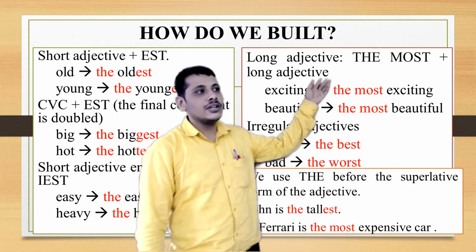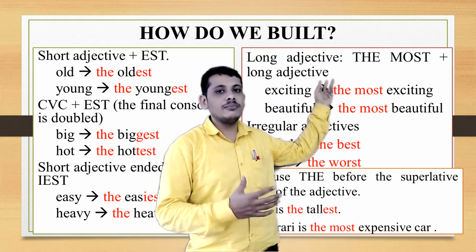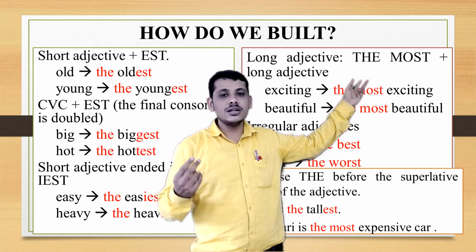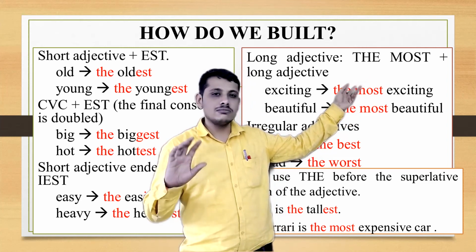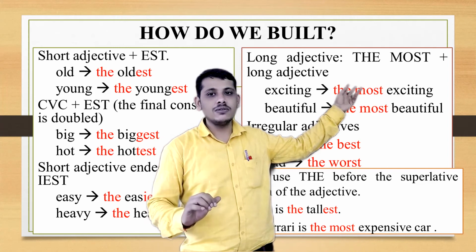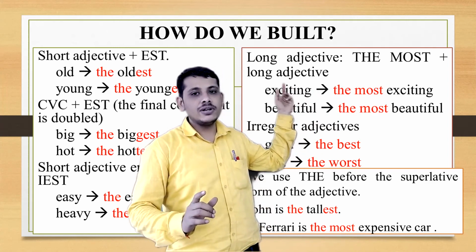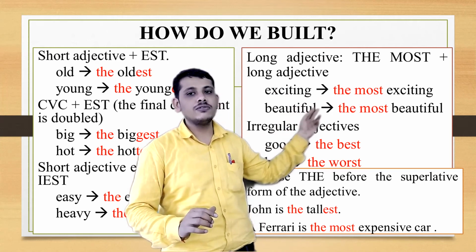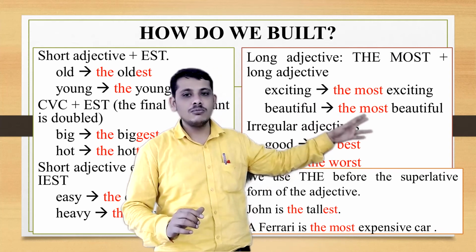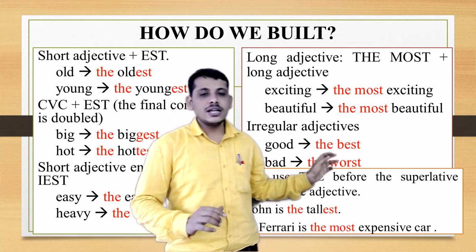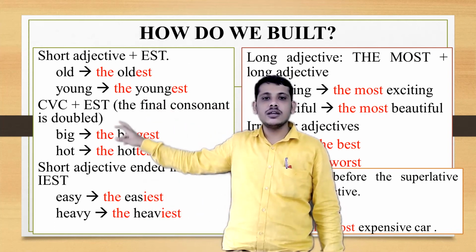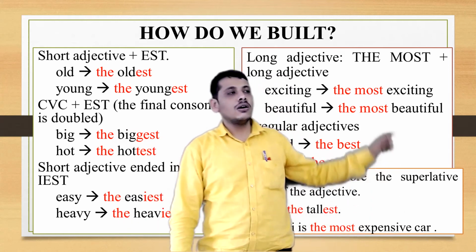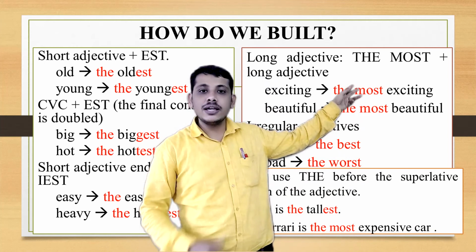Next, what if the adjective is not short but a longer one? Then we have to use most. If you remember, I told you a hint: if there are more than two vowels, then we have to use more in the comparative degree, but in the superlative degree we'll use most. Exciting, most exciting; beautiful, most beautiful; significant, most significant, etc. These adjectives which follow the rule of est, or where the consonant is doubled, Y changes into I, or where we are adding more or most, are called regular adjectives.